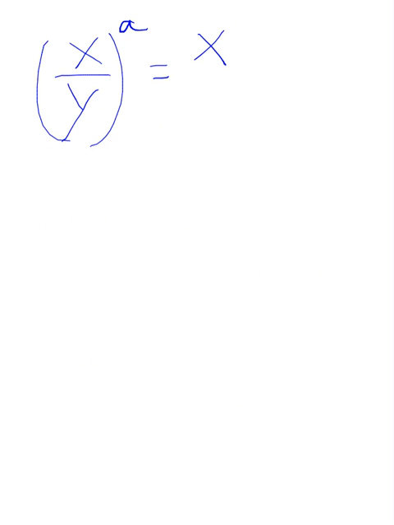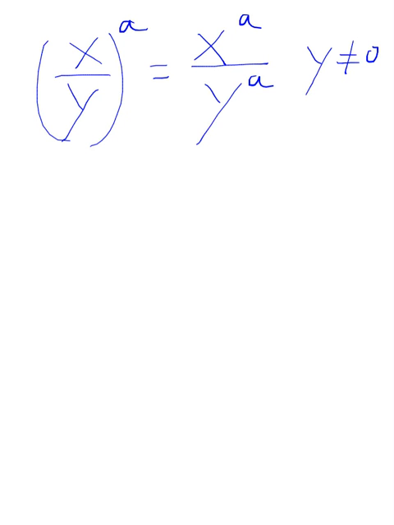The last rule we're going to talk about today is quotient to power, which is x over y to the a, for example, right? So we're going to distribute the exponent to both numerator and denominator here. It's going to be x to the a over y to the a, right? Well, there's a condition here that y must be different than 0, right?